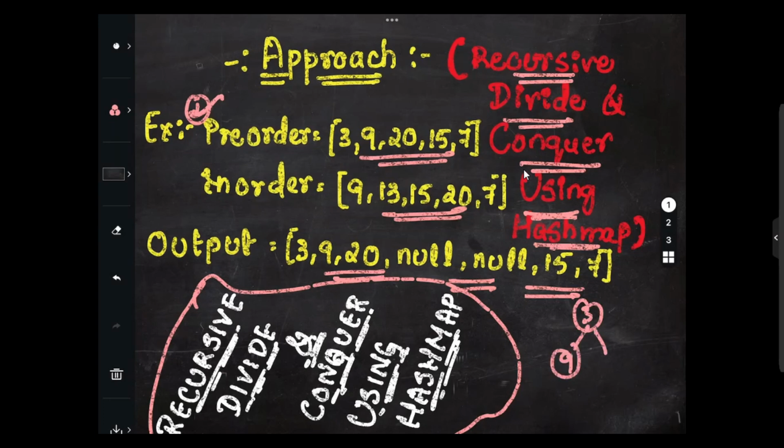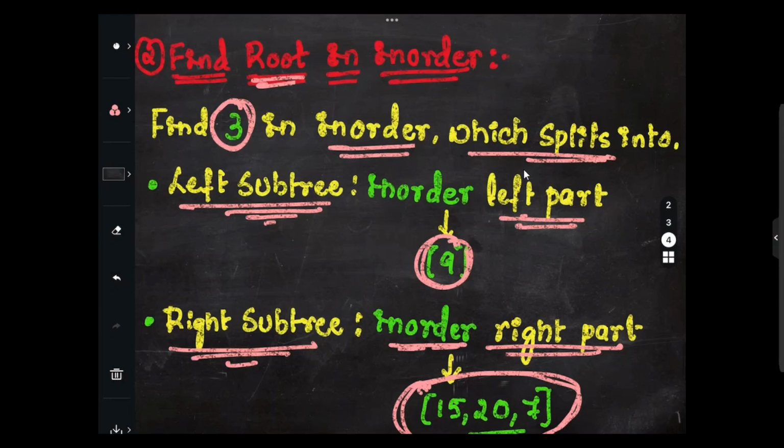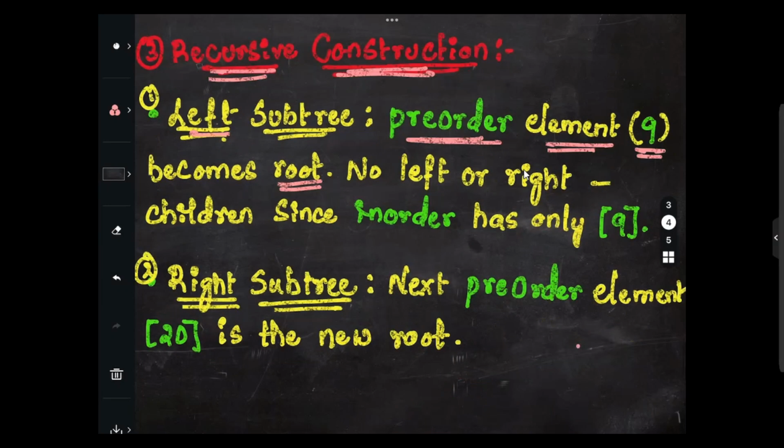3 9 20, 15 7 we have. So we have already considered 3 as root. Now we will be considering this one, basically 9, as root. Now 9 will be root, quite obviously, right? Let's come to this step in this case. So pre-order element 9 becomes root.